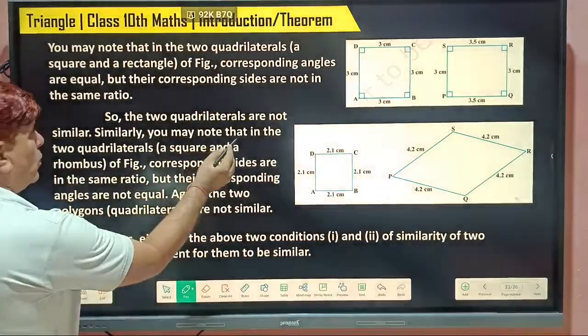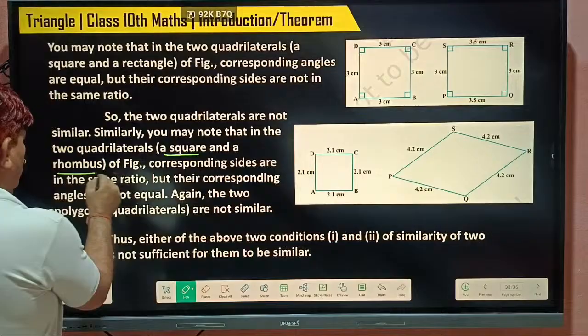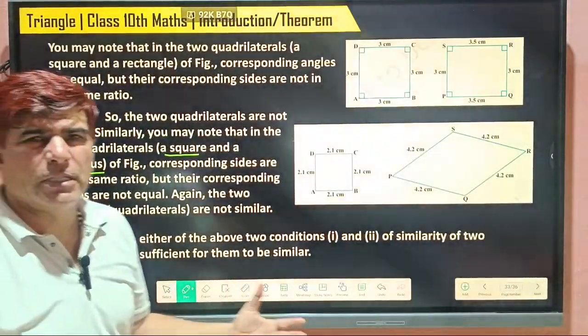Similarly, you may note the two quadrilaterals, a square and a rhombus. What's the difference between a square and a rhombus?